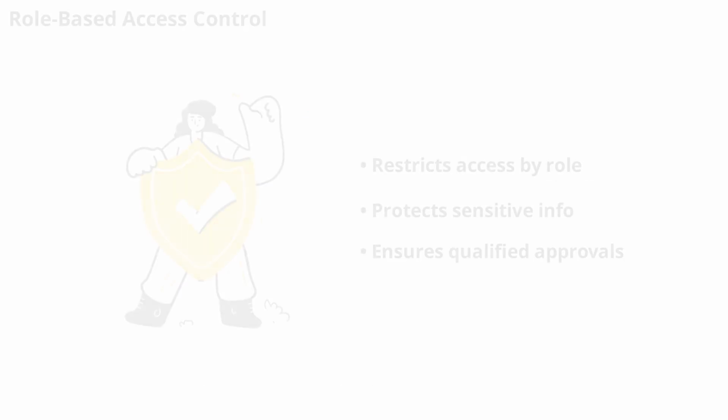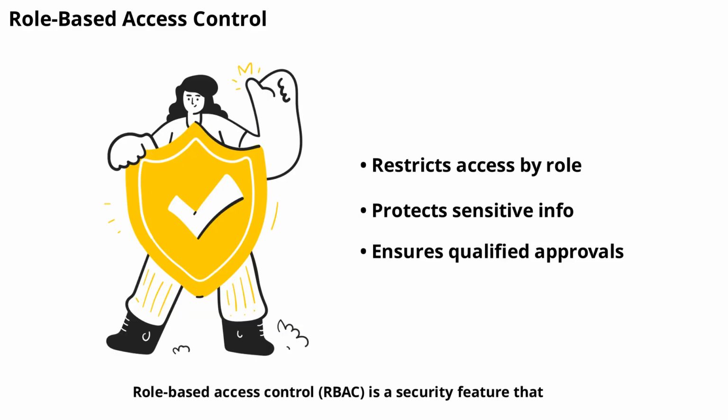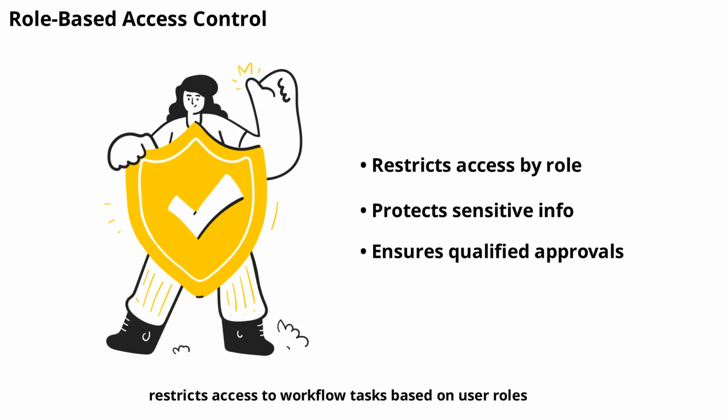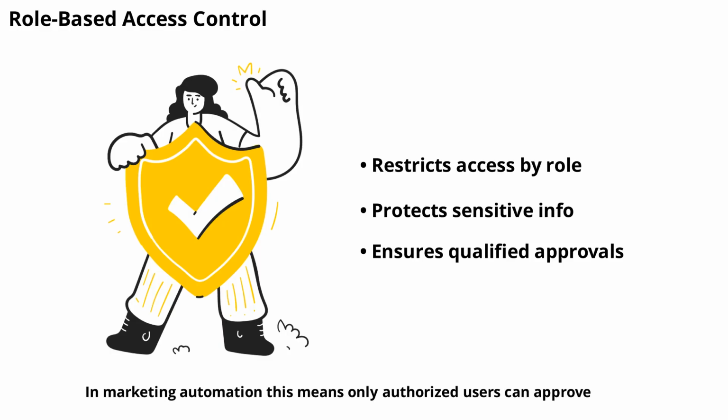Role-based access control, RBAC, is a security feature that restricts access to workflow tasks based on user roles. In marketing automation, this means only authorized users can approve, edit, or publish content. RBAC helps protect sensitive information and ensures that only qualified individuals make critical decisions. Set up roles such as contributor, reviewer, and approver, and assign permissions accordingly in your software.